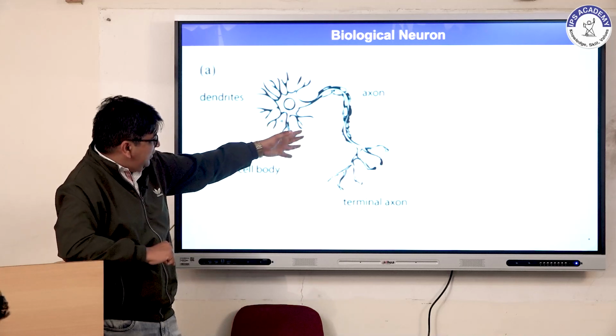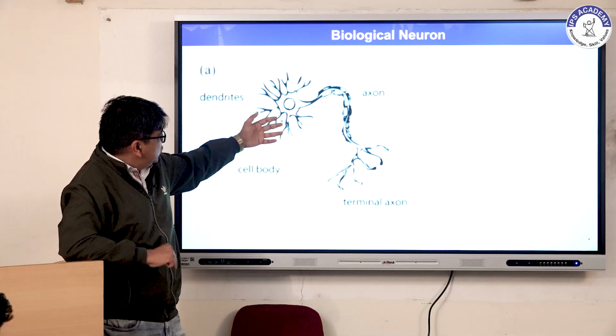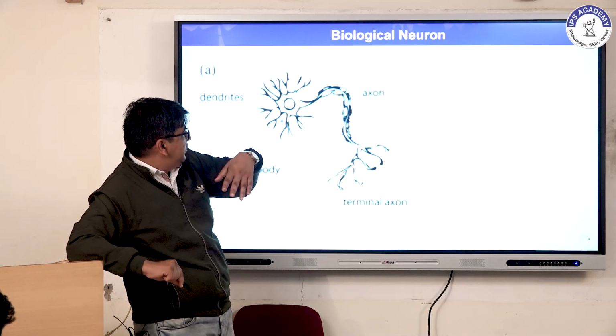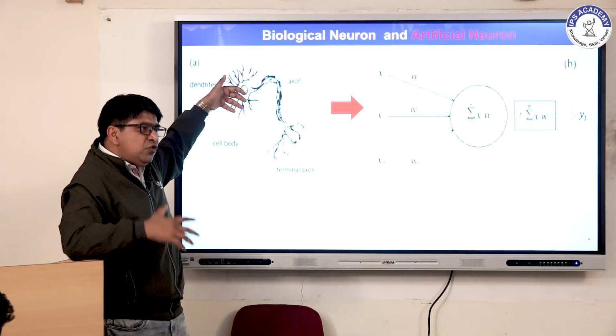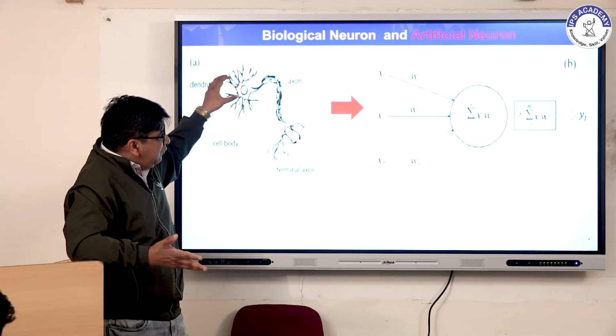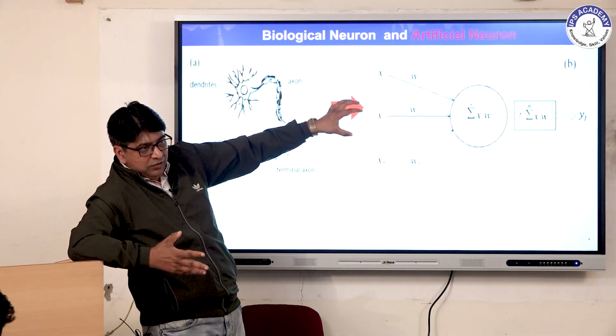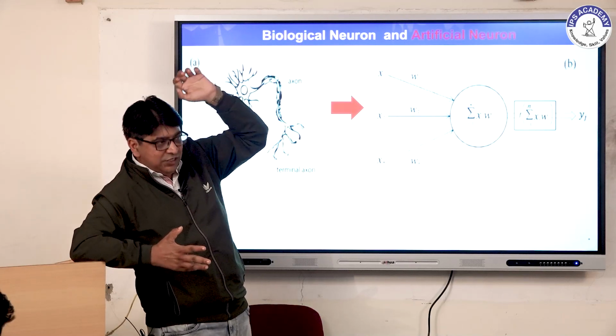Yeah, here is the neuron. I think you already observed this one. So this is the neuron, and the terminal action will come to this one. Many such neurons are there, and we want to create an artificial neuron so that we can use it for the computation aspect.